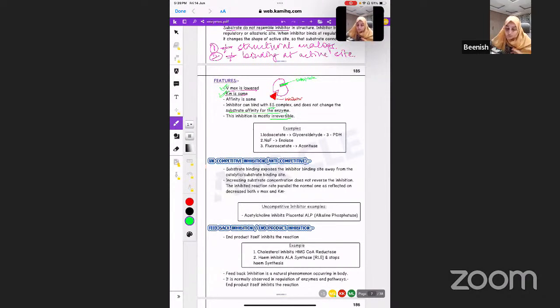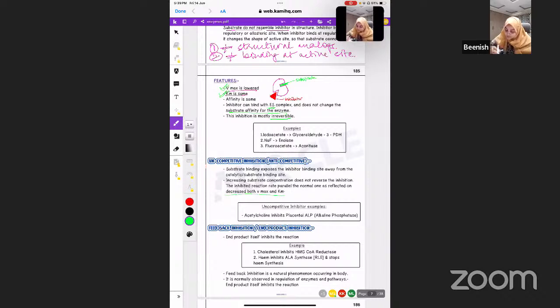That was about non-competitive inhibition. Now moving on to uncompetitive inhibition. In uncompetitive inhibition, what is happening? The inhibitor does not have any affinity for the free enzyme. The inhibitor is going to bind to the enzyme substrate complex, but not to the free enzyme. So here, your Vmax and Km, both of them decrease.